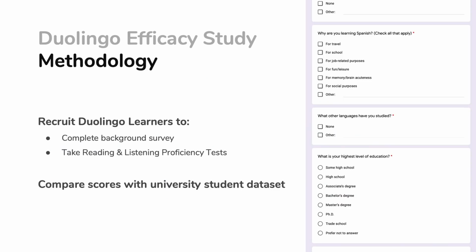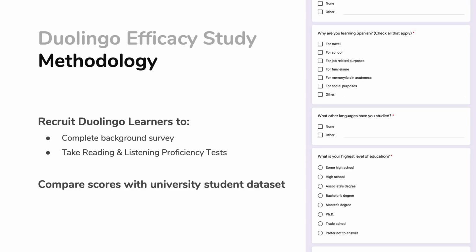Our methodology here was that we were going to recruit Duolingo learners to complete a background survey and then take a couple proficiency tests, reading and listening proficiency tests, to be clear. Now, the background survey, if you're interested, you can see a couple of the types of items that we ask, and this background survey is basically there so we have a better understanding of who our participants are and what their background is before using Duolingo.